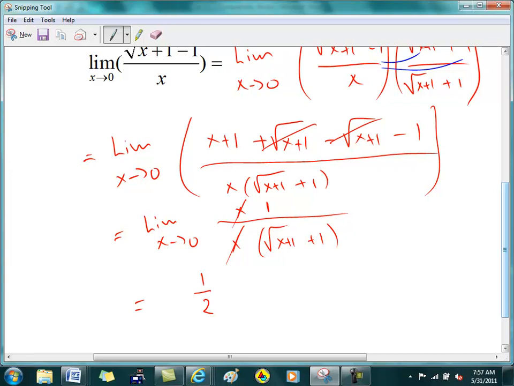Okay, is everybody all right on this? Everybody get the rationalizing technique? Okay, very similar to what you used to do a long time ago.